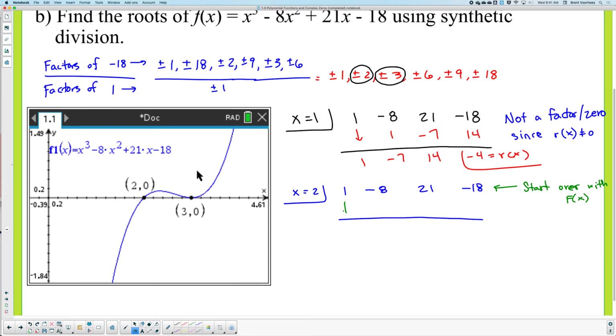Okay, 1 drops. What's 1 times 2? 2. -8 plus 2 is -6. -6 times 2 is -12. 21 minus 12 is positive 9. And then 2 times 9 is positive 18. And so -18 plus 18 is 0. Is this a factor or a 0? Yes. All right. This is good. 0 factor.